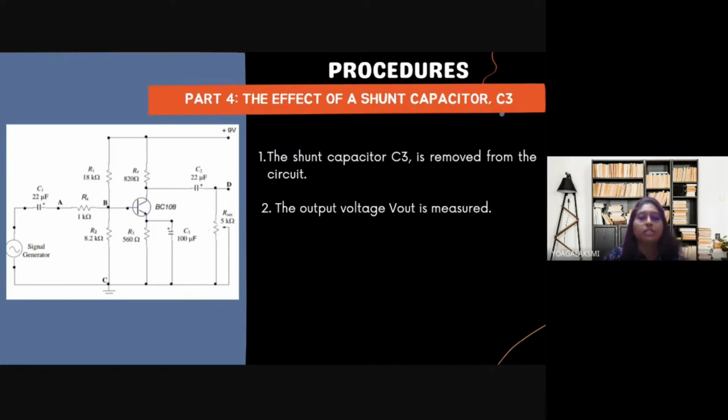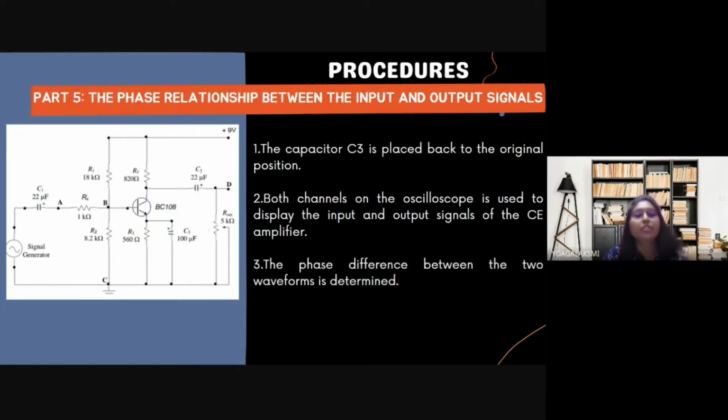For part 4 of this experiment, the effect of a shunt capacitor C3, the shunt capacitor C3 of 100 microfarad is removed from the circuit, and then we calculate the output voltage. For the fifth part, the phase relationship between the input and output signals, we placed the capacitor C3 back in its original position in the circuit, and then used both channels, AC and DC, on the oscilloscope to display the input and output signals of the CE amplifier. The phase difference between the two waveforms is then determined.